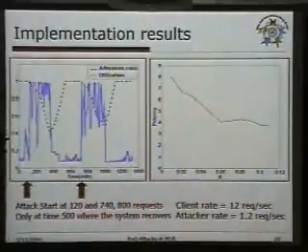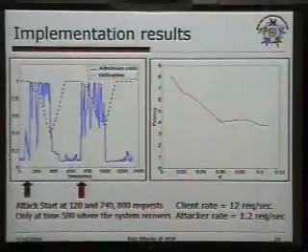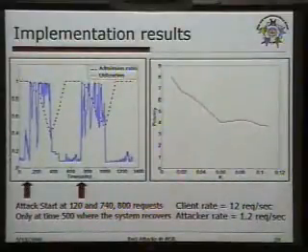So these are the implementation results we have. Again, on the x-axis here is time. On the y-axis, what was the desired utilization? It was 100%. Okay. We're admitting everybody.